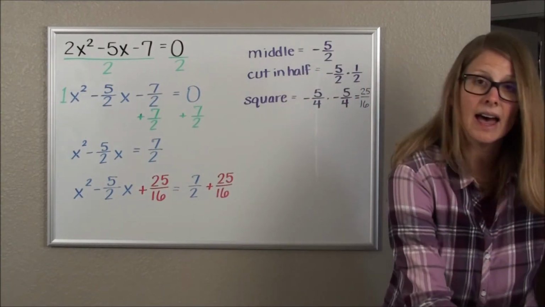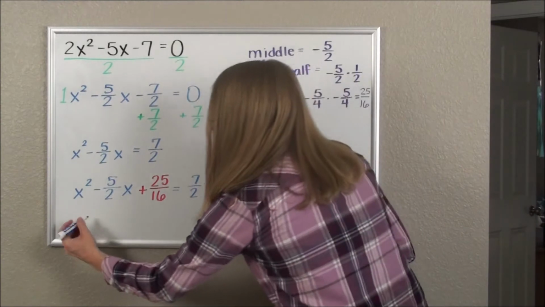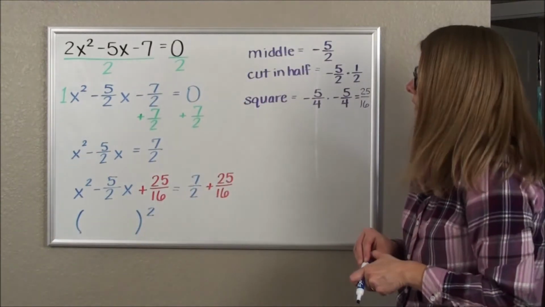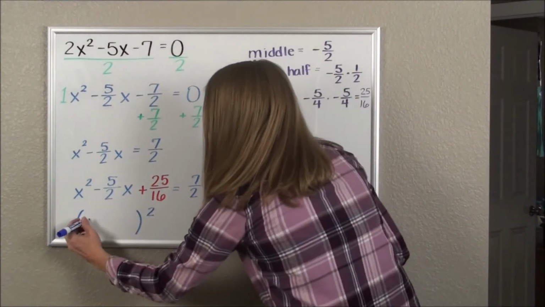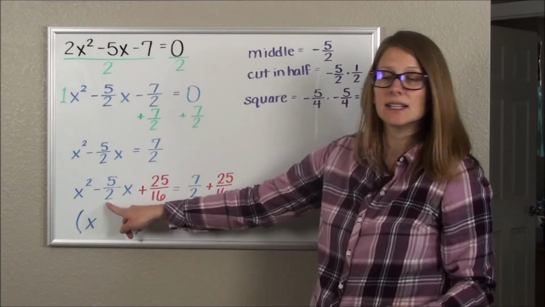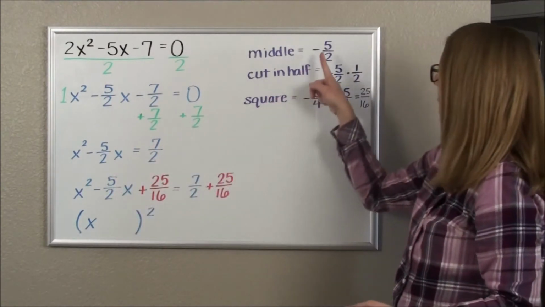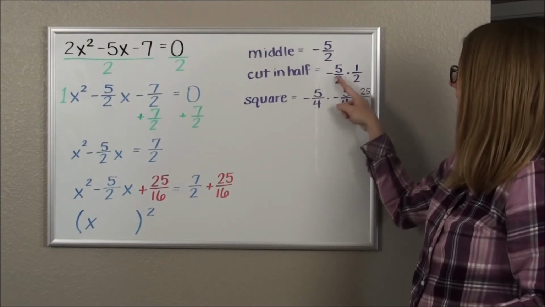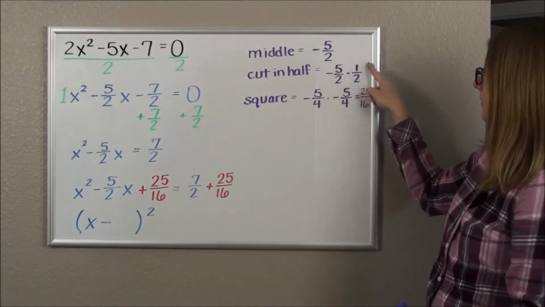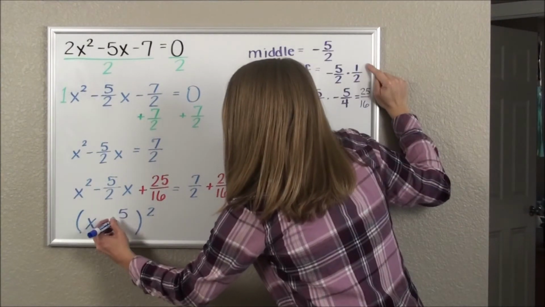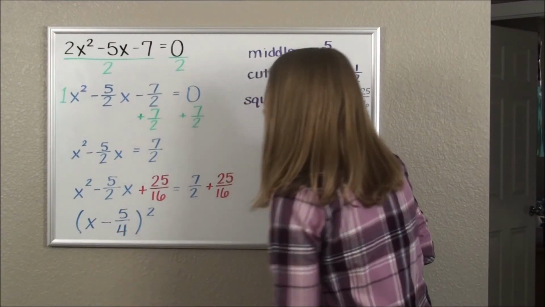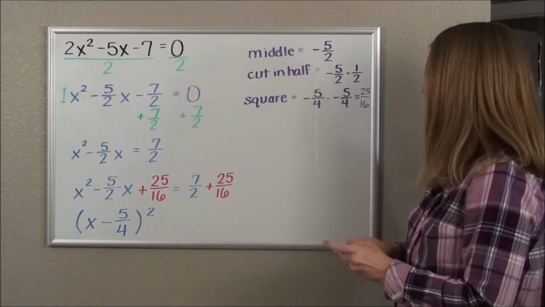So now on the left, the whole point of adding that magic number was to create a perfect square. The shortcut that we can use to figure out what goes in here is we write down our variable first, and then we look to the middle and take that number and cut it in half. When I took that middle number and cut it in half, negative times positive was negative. Upstairs 5 times 1 was 5, and downstairs 2 times 2 was 4. So x minus 5/4 squared is my left side.